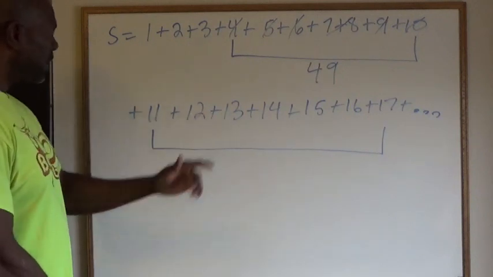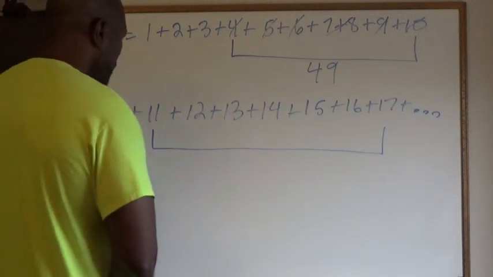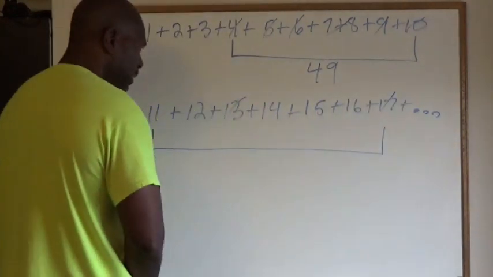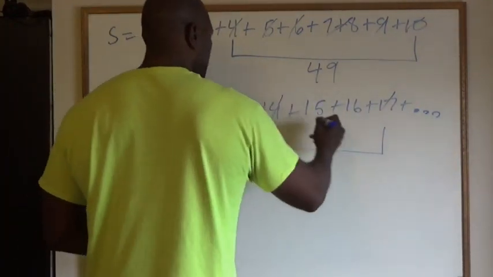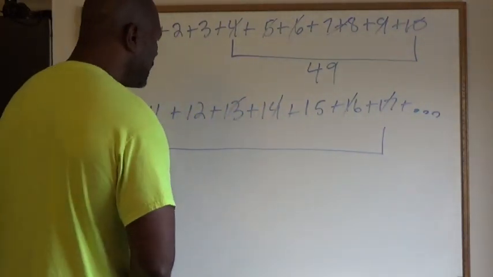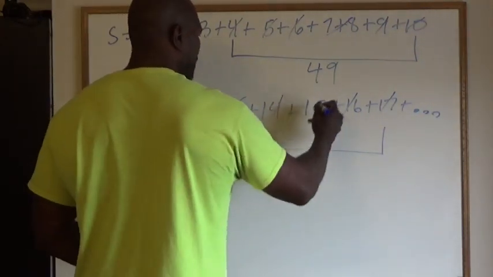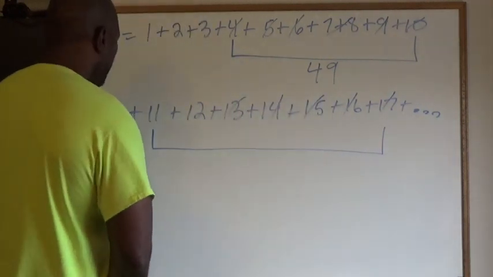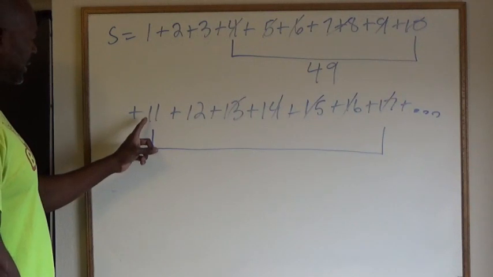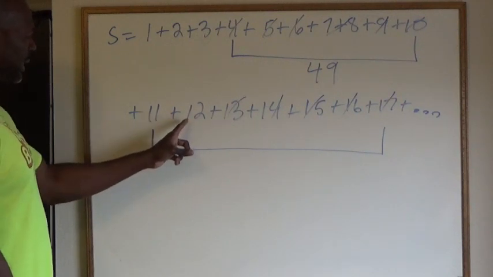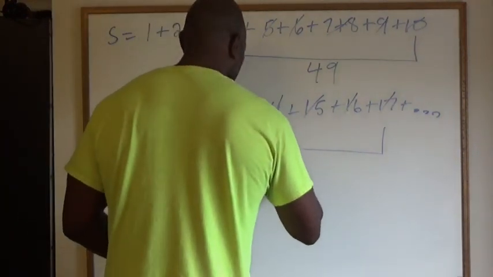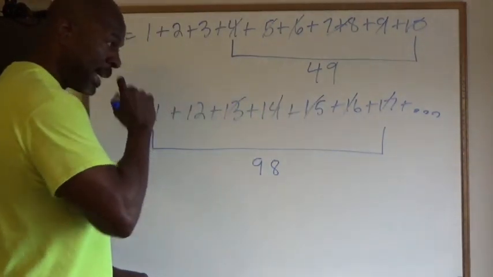So let's see if we get 98 here. So let's see what we can do. Well, we can add 13 and 17, that's 30. 14 and 16, that's 30, so that's 60. Add 15 to that, that's 75. 75 and 11 is 86, and 86 and 12 is 98. So we did get 98.